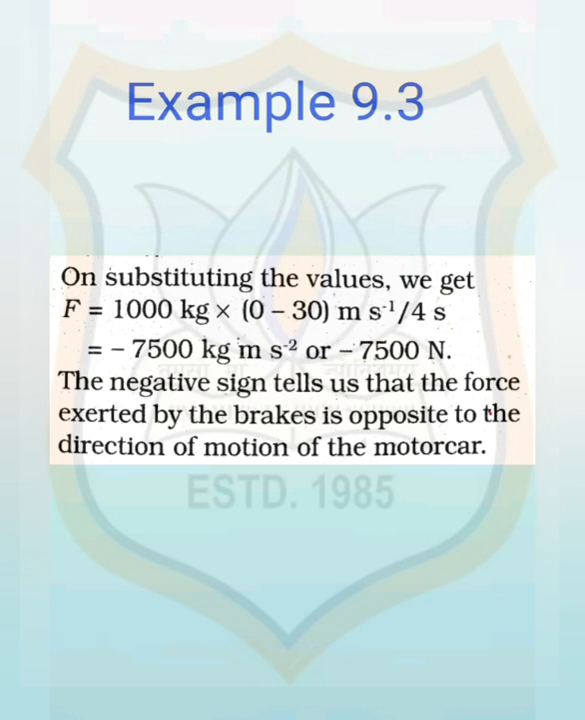minus 7500 newtons. So the negative sign tells us that the force exerted by the brakes is opposite to the direction of motion of the motor car.